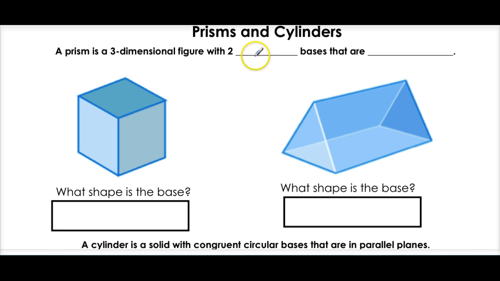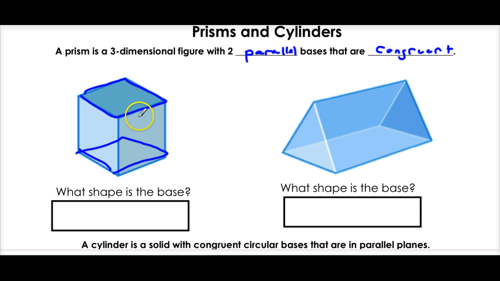A prism is just a three-dimensional figure with two parallel bases. They're parallel bases that are congruent to each other. Looking at these two right here, they're both 3D. They both have parallel bases. If you look over here, this base on top would be parallel to this base on the bottom. They are parallel to each other, and the bases are also congruent. If you look at this one, this also has two bases that are parallel and congruent.